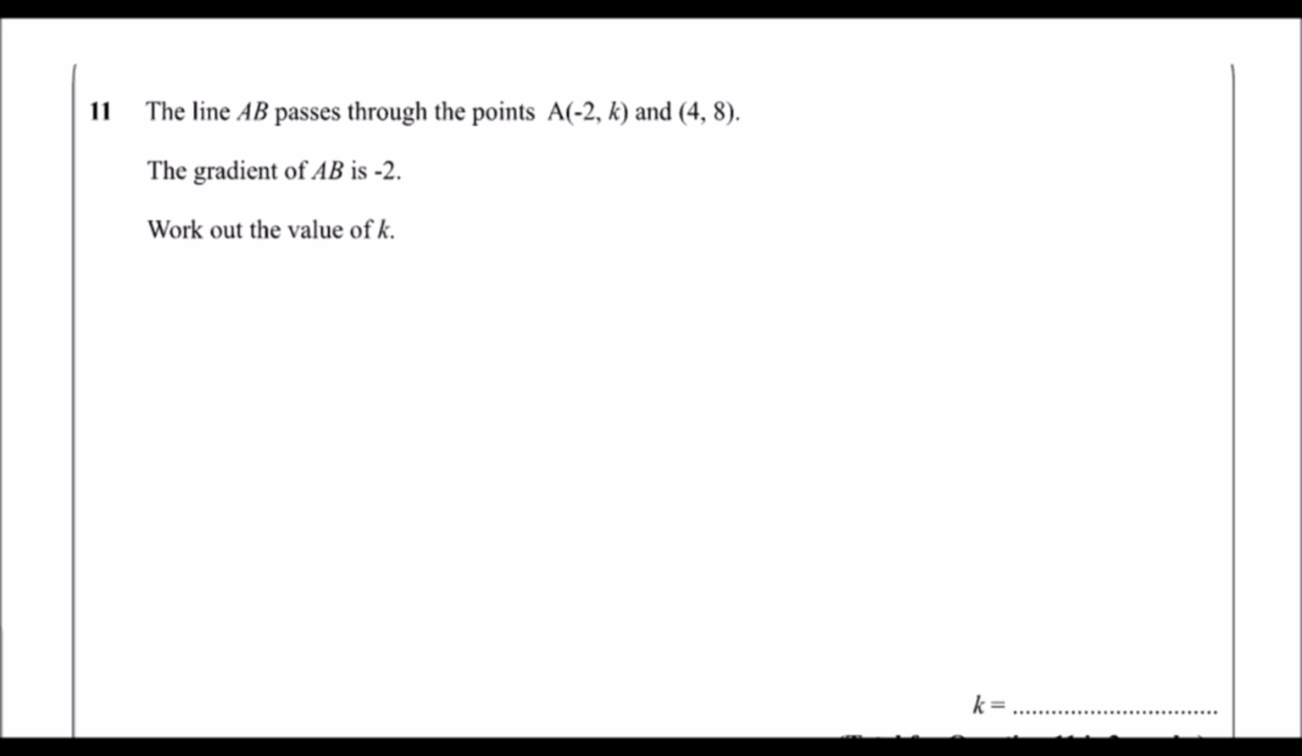Question 11. The line AB passes through the points (-2, k) and (4, 8). The gradient of AB is -2. Work out the value of k. So the gradient is the change in the y divided by the change in the x. Gradient is change in y over change in x. So we can call these x1, y1, x2, y2, and substitute them in. So the gradient is -2.